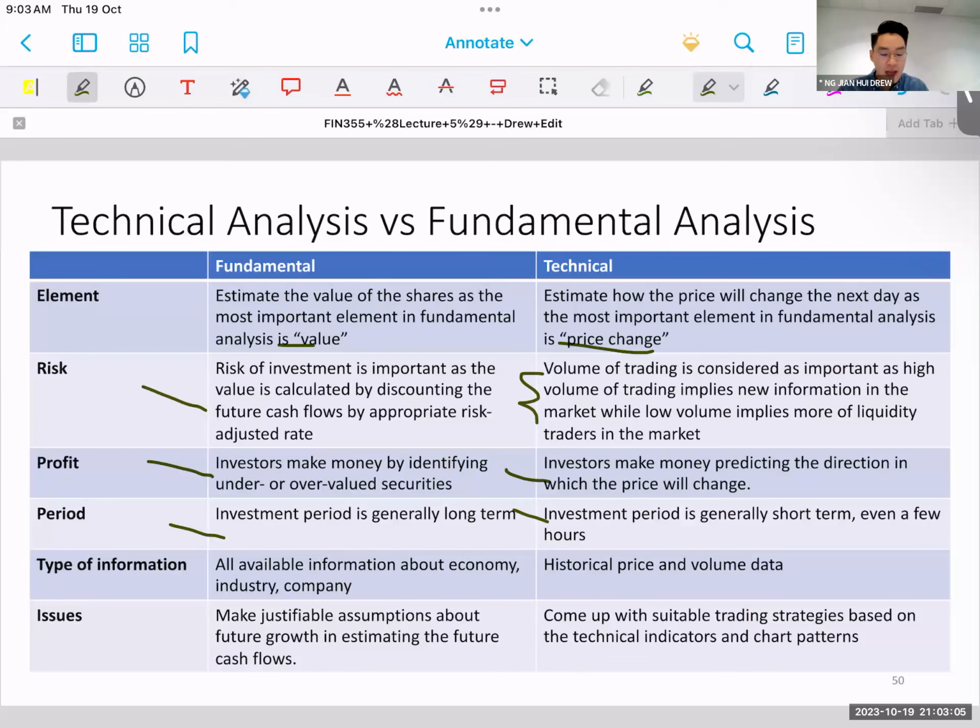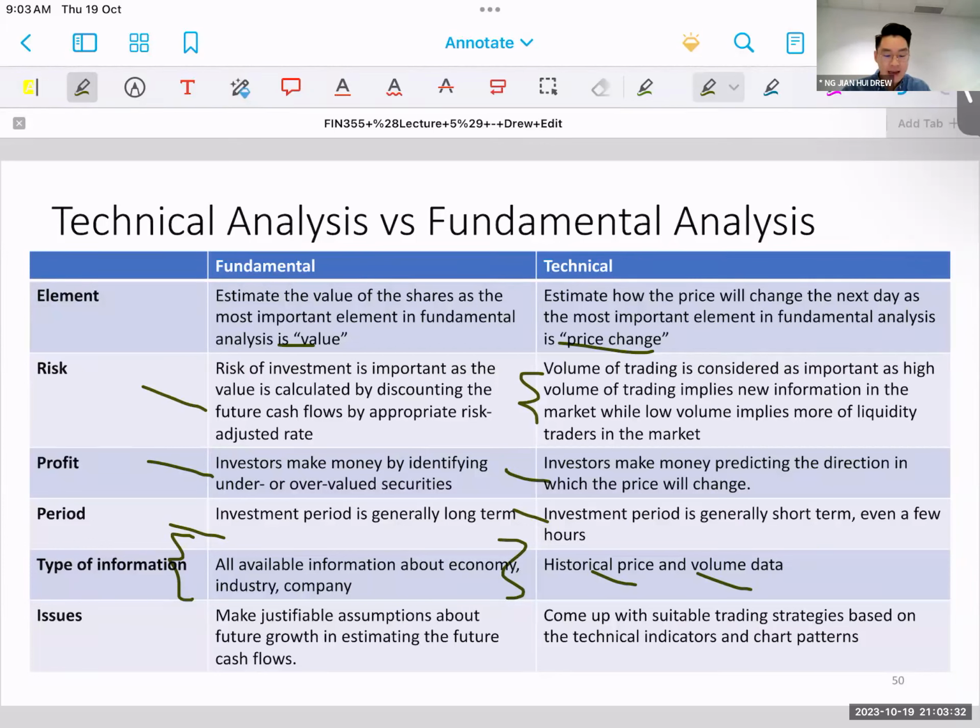Type of information. Remember, for fundamental analysis, I spoke earlier that we need a lot of information. We need financial statements, we need cash flow, we want to predict the WACC, cost of equity, etc. There's so many things we need. Technical analysis is easy in the sense that we just need price and volume.